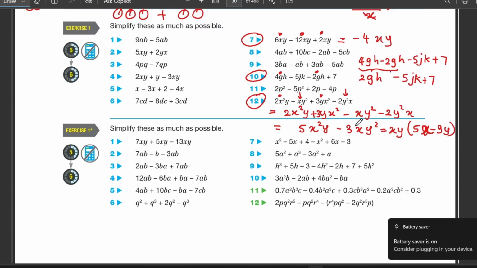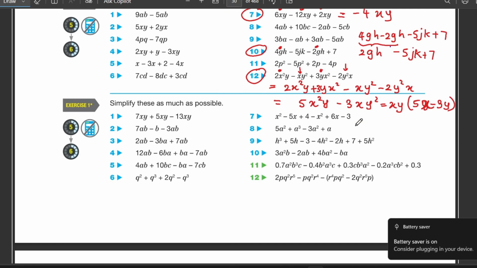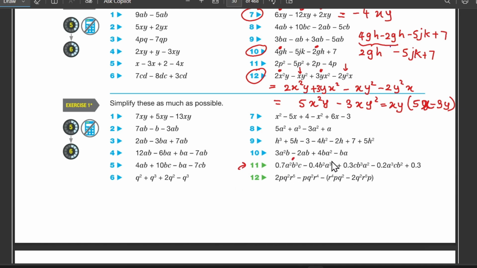And you can see in exercise 1 star also a similar thing is there. I'll do this 11th one. So it's not that hard. You can see these two are like terms, and this is also, like, these are not similar, no? Not like terms. Oh no, these two are also not like terms. A squared should be there. Here we get a squared, b cubed, c.